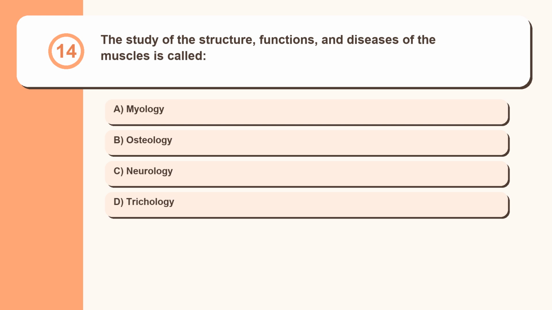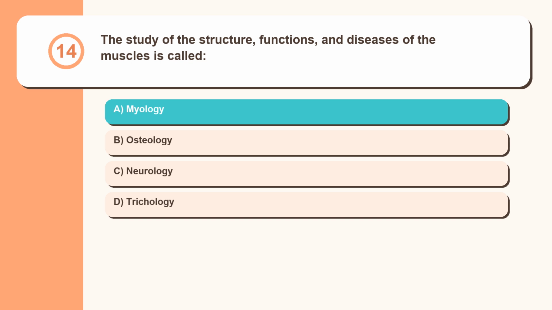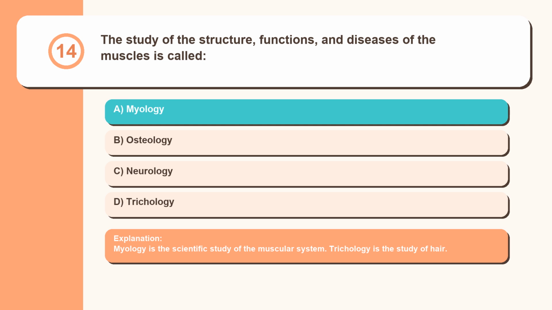Question 14. The study of the structure, functions, and diseases of the muscles is called: myology, osteology, neurology, trichology. Myology is the scientific study of the muscular system. Trichology is the study of hair.